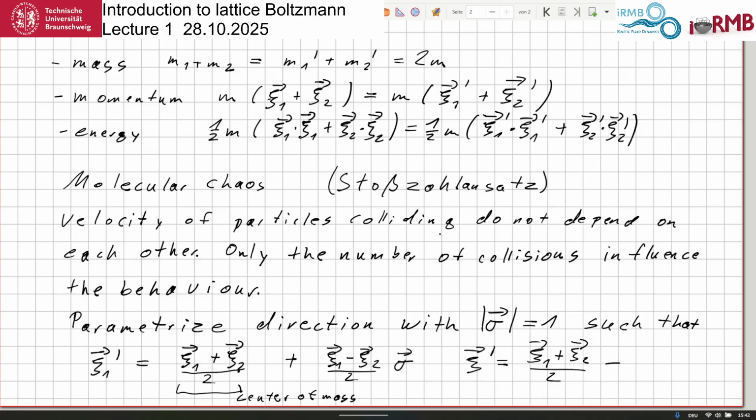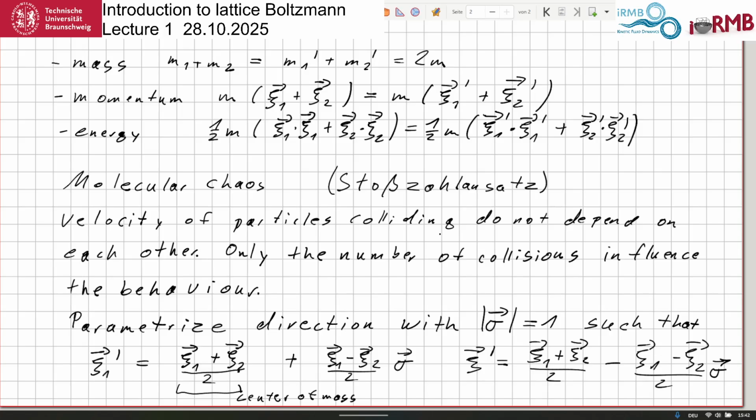Okay, we know that when one particle goes this way, the other one goes directly in the opposite direction, because we put the center of mass in one place. So this means that when we have a plus, then the other one is going with minus. So then it's xi1 minus xi2 divided by 2 times sigma, okay? So now we can describe our collision just by sigma.